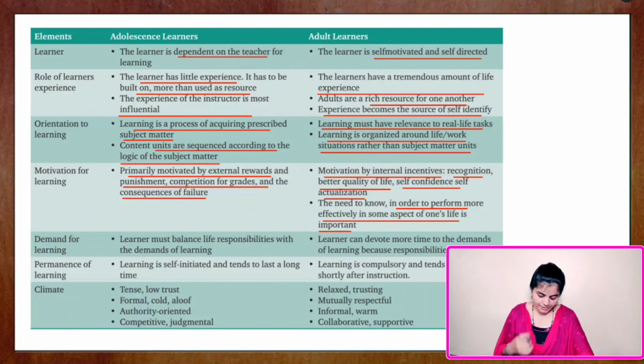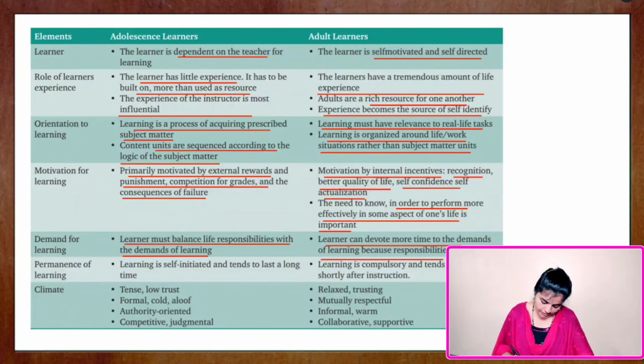Moving on to the demand of learning with respect to adolescent learners, the learner must balance life responsibilities with the demand of learning. With respect to adult learners, learners can devote more time to the demands of learning because of the responsibilities that they have. Next, speaking about how long a learner can retain their learning.